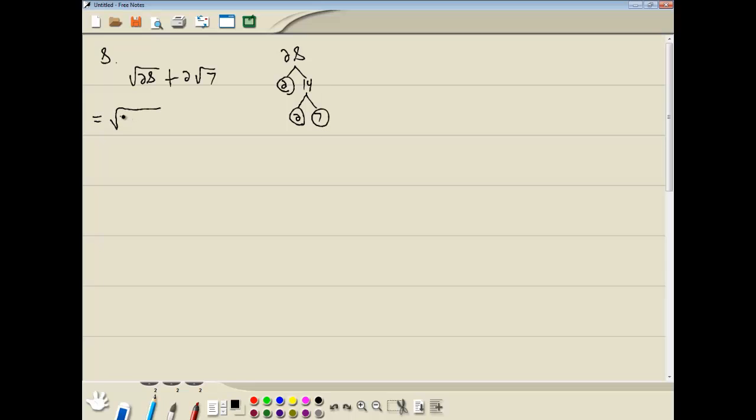So this becomes square root of 2 times 7 plus 2 square root of 7. And remember, with square roots, we're looking for a pair of somethings. Here's a pair of 2's. Pair of 2 is going to come out in front as a single 2. Now when you're adding or subtracting radicals, if the radicals are the same like this, then you add or subtract the numbers that are out in front. 2 plus 2 is 4, square root of 7. And that's your answer.